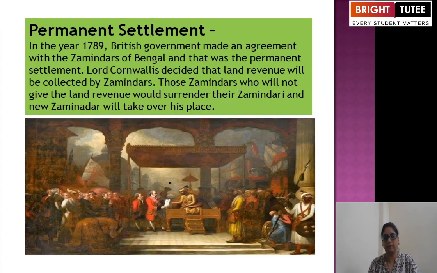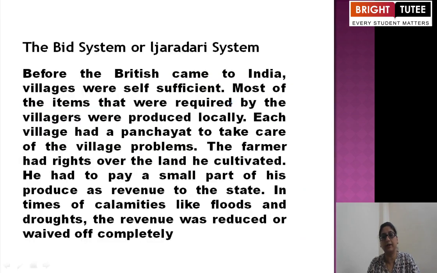Now, let's start with permanent settlement. This is the first policy. In the year 1789, the British government made an agreement with the zamindars, that means the landlords of Bengal, and that was the permanent settlement. Lord Cornwallis decided that land revenue would be collected by zamindars. Those zamindars who did not give the land revenue would surrender their zamindari and a new zamindar would take their place. Now, it was a big question for the zamindars also, whether they had to collect the land revenues in time or otherwise give up their places to some other zamindar.